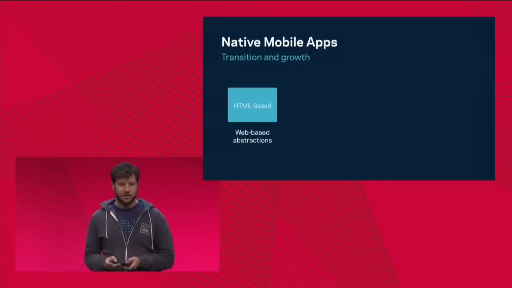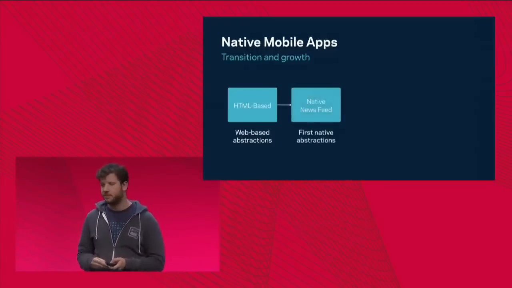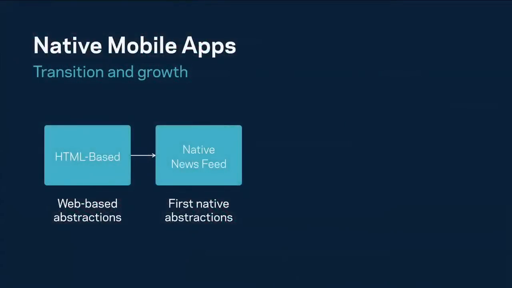And so, 3 years ago, we released an app that was native. But really, it was just native newsfeed, and a few other small parts were native. And so with this came our first native abstractions that we used to build products in our app. Then, over the next year, we evolved the app to make more of it native. And with this, the abstractions we were using to build our features continued to grow.